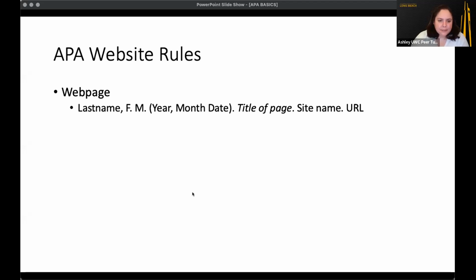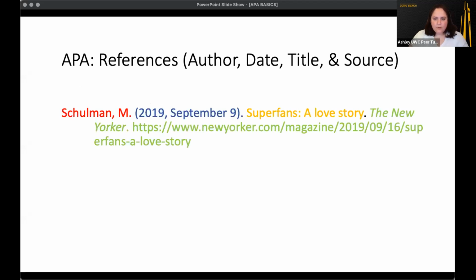Great question. Okay, so you are citing the New Yorker. You want to use the last name of the author, first initial, the year that it was published, and the date, September 9th. The title of the article is sentence case, then italicize New Yorker, and make sure you put the address of where the article is.